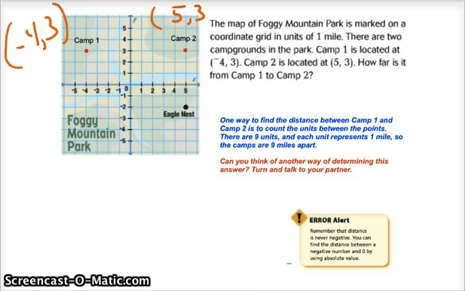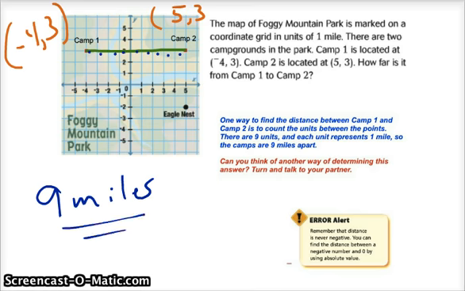Okay, in our final example, we have a map of Foggy Mountain Park on a coordinate grid. Each unit is 1 mile in this example. Camp 1 is at negative 4, 3. It's in the second quadrant. And Camp 2 is in the first quadrant at 5, 3. So again, we can just draw a line. That's the easiest thing to do. Okay, you're least likely to make a mistake. Even if you do it another way, you should check it this way. 1, 2, 3, 4, 5, 6, 7, 8, 9. Okay, so they're 9 miles away, because in this one we said each unit was a mile.